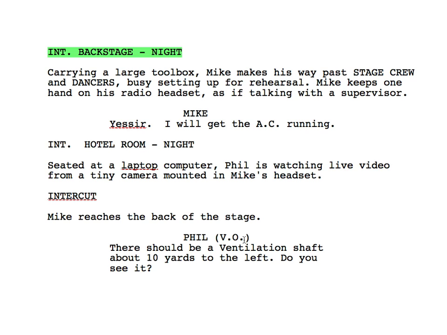Phil, voiceover. There should be a ventilation shaft. I have no idea why ventilation is capitalized. About 10 yards to the left. Do you see it? Well, hopefully he does, but let's also fix this 10. Whenever you have numbers in dialogue, you need to spell them out. That's just sort of a good rule of thumb. Actors get flummoxed sometimes by a lot of numbers that they have to read, and there's also multiple ways you could read a number.